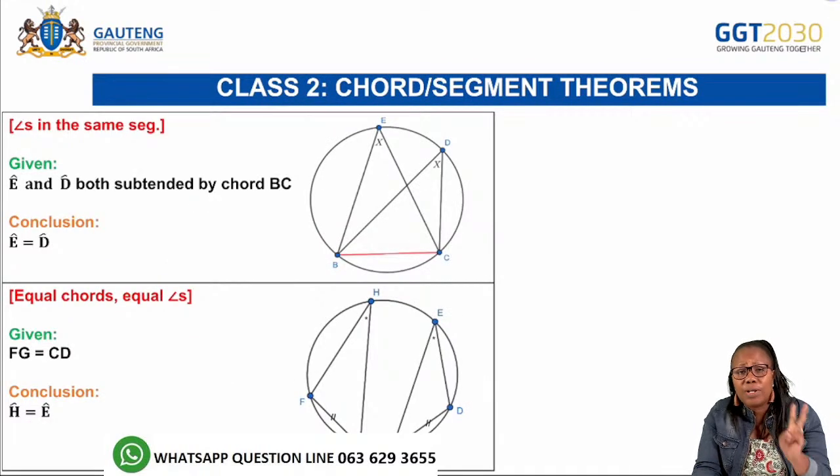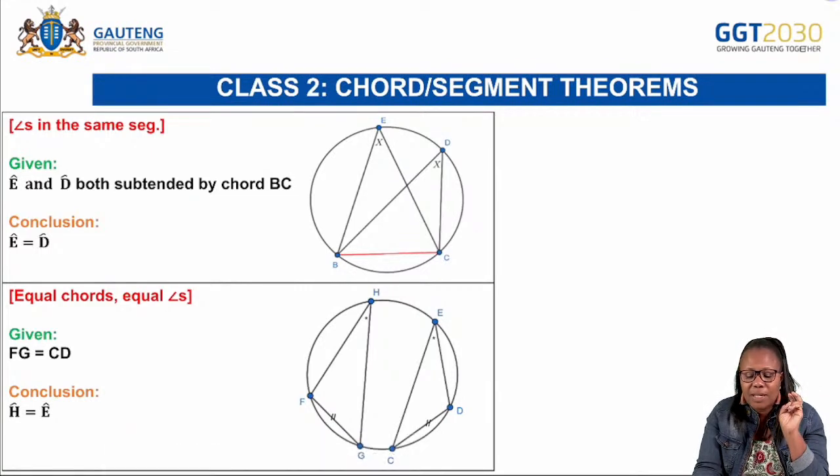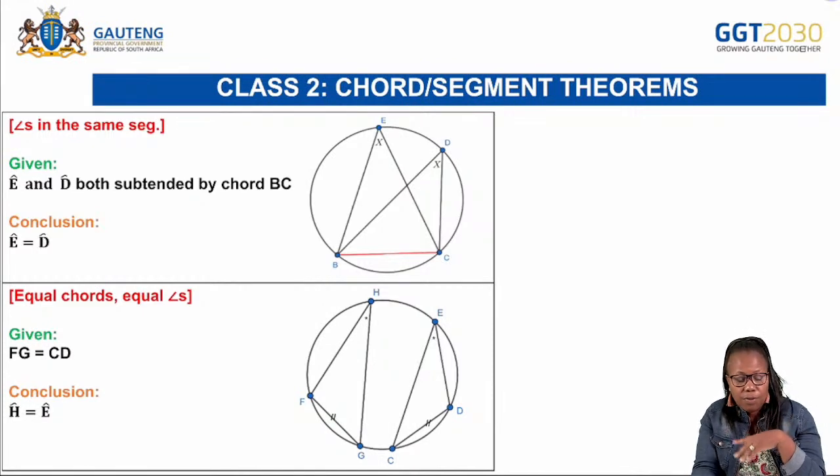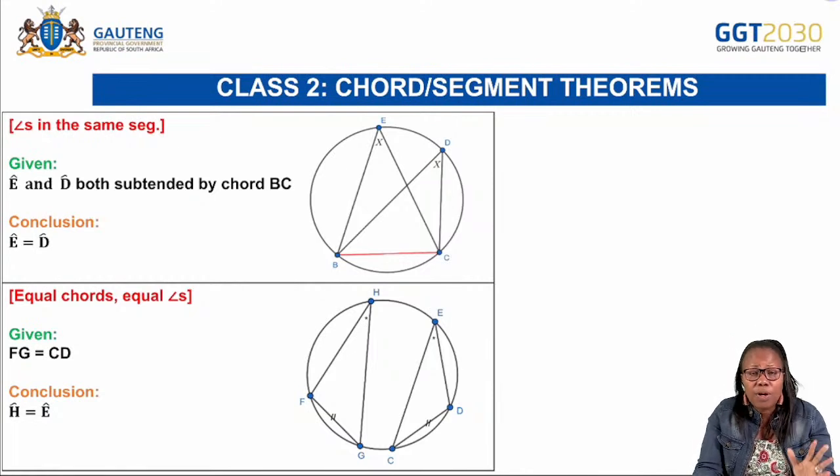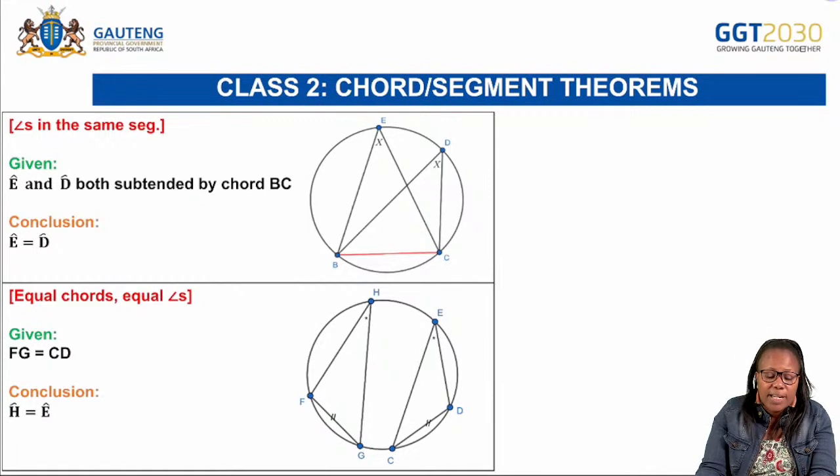Right, now we move to class number 2. In the second class, we are checking the chord, angle subtended by the same chord, angle subtended by equal chords, and then angles in the same segment and so forth. The correct way of writing this reason in grade 12, abbreviated, is angles in the same segment.